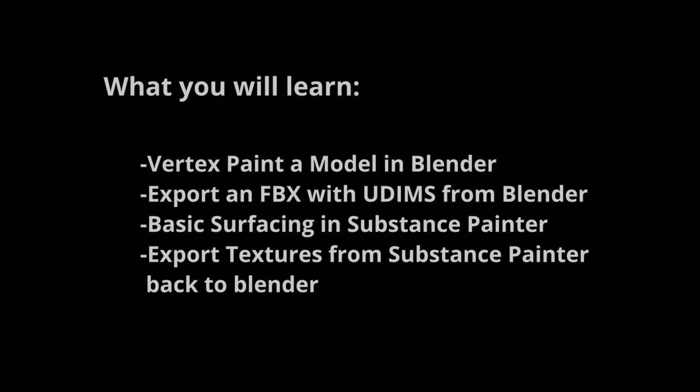So by the end of this video, you should be able to Vertex paint a model in Blender, export an FBX with UDIMs into Substance Painter. You'll be able to do some basic surfacing in Substance Painter and then export your textures back into Blender and apply them to your model.